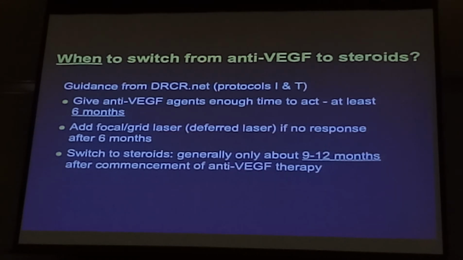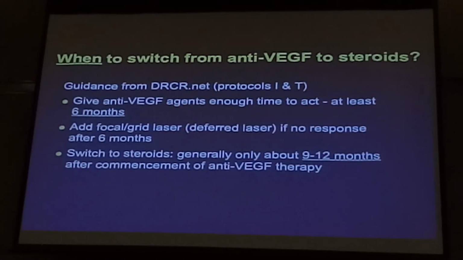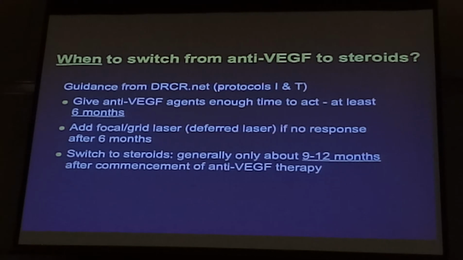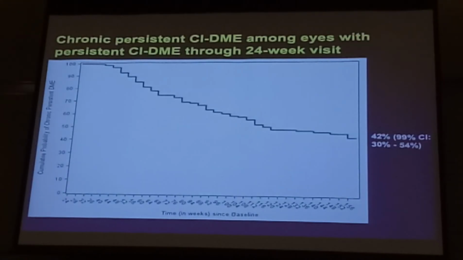So let's assume that we follow the current guidelines. The European, the Americans all use it. We start with anti-VEGF, right? When do we switch? When do we switch to steroids? Now, if you follow the DRCR.net guidelines, you give at least 6 injections, then you add laser if it's not responding, and you wait 3 months for the laser to work. That means at 9 months you decide whether you want to switch to steroids, correct? So that's on average 6 to 9 months before you change.